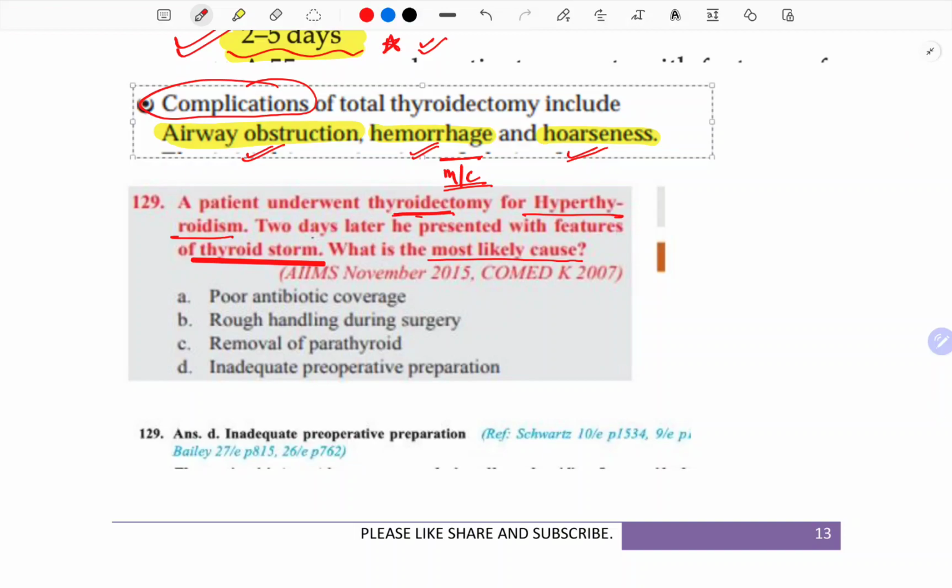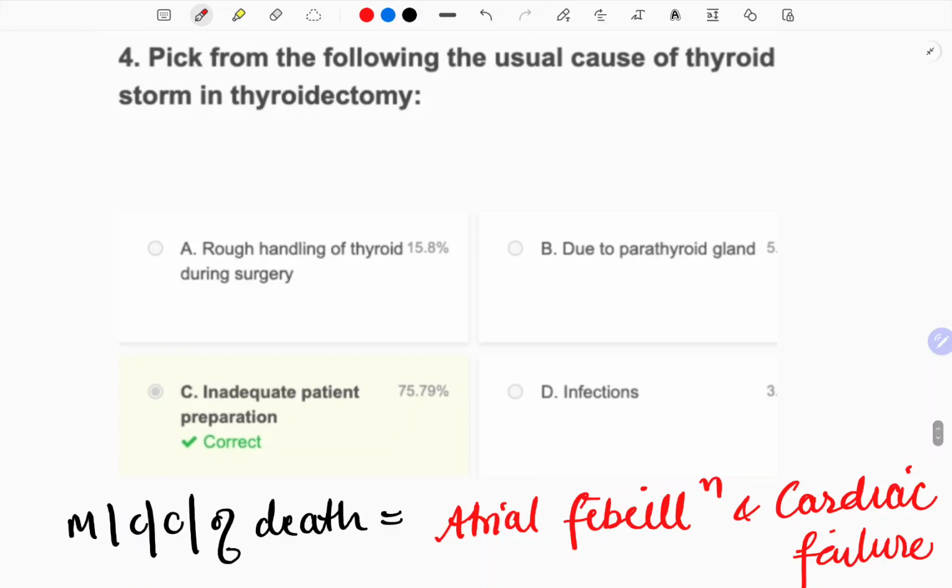So, if you look at the question again, the most likely cause would be inadequate pre-operative preparation, and this question has been repeated exactly 4 to 5 times. And last year also this question was asked exactly the same. Now another very recent question regarding this. Pick from the following the usual cause of thyroid storm in thyroidectomy. Again, inadequate patient preparation, same question.